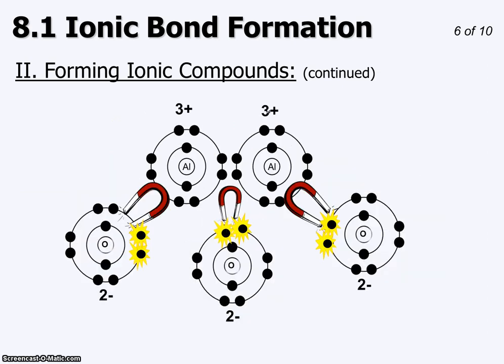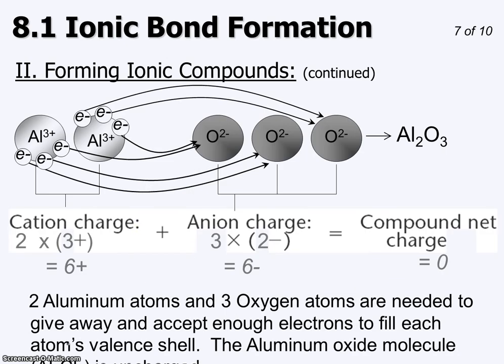So aluminum oxide has 2 aluminum atoms and 3 oxygen atoms. And so we see that the overall charge will be neutral because all of the electrons have been transferred. We can look at this mathematically also. Here we have 2 cations, each one of them has a +3 charge, for a total component positive charge of +6. We have 3 anions, each of them with a -2 charge, for a total anionic component of -6, leaving the overall compound net charge as 0.